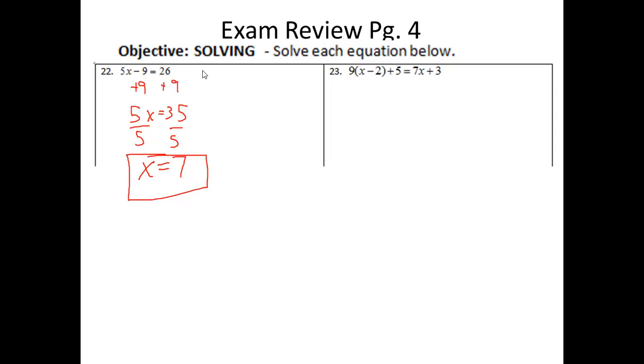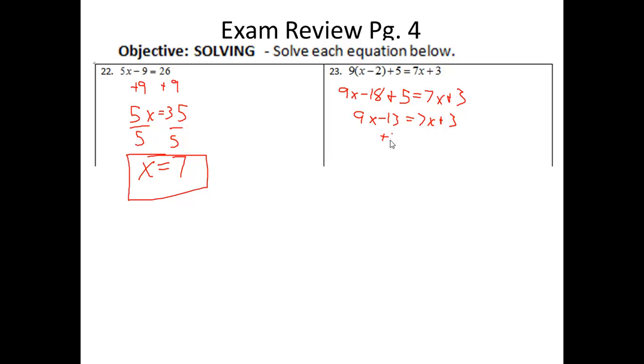For 23, we're going to have to follow our order of operations here. So we have to distribute our 9. So we're going to get 9x minus 18 plus 5 is equal to 7x plus 3. Now again, we need to get our x by itself, so I'm going to combine like terms here, and we're going to have 9x minus 13 equals 7x plus 3.